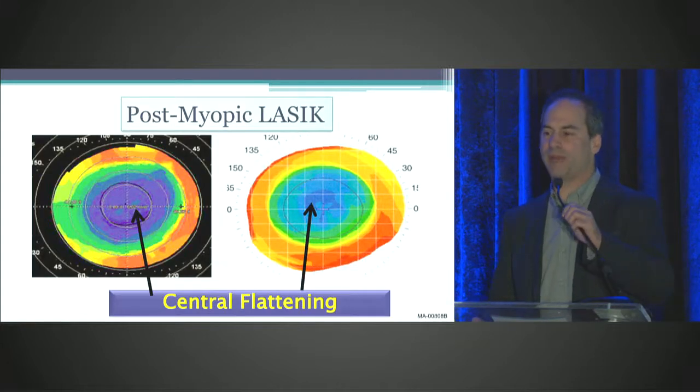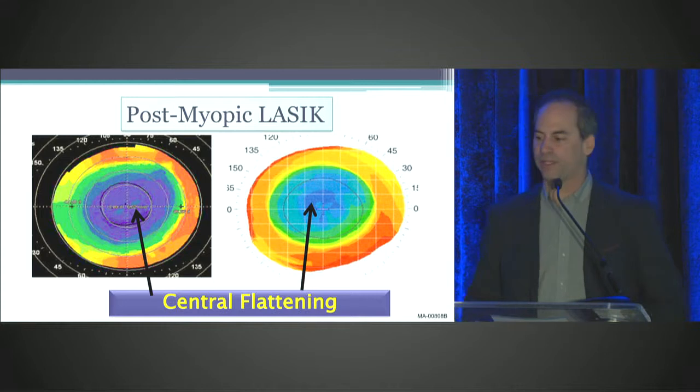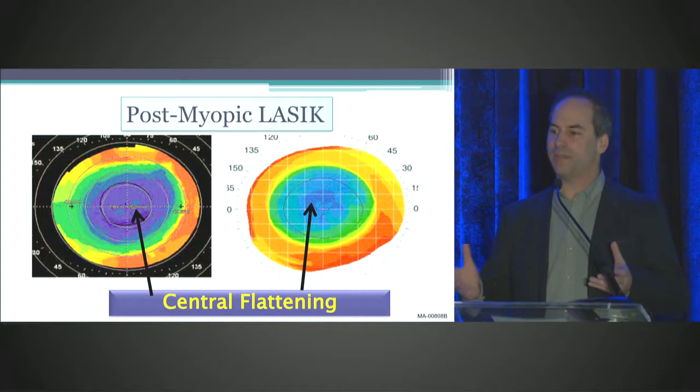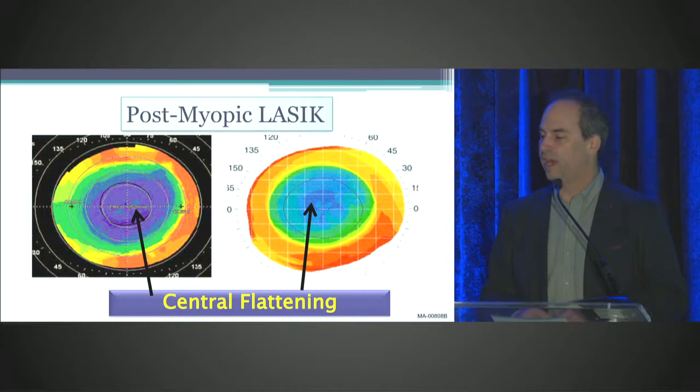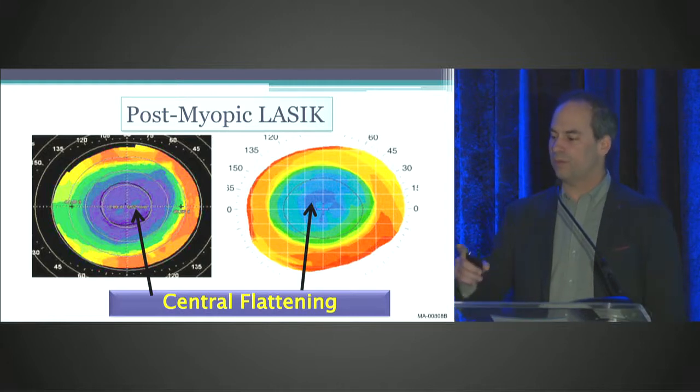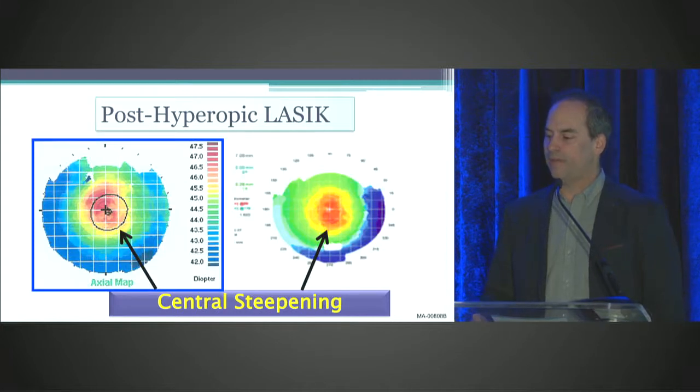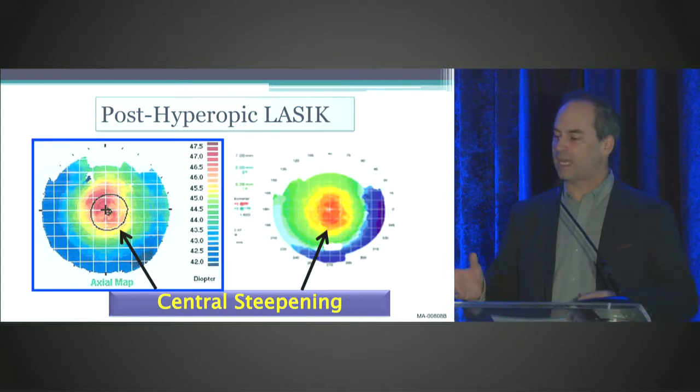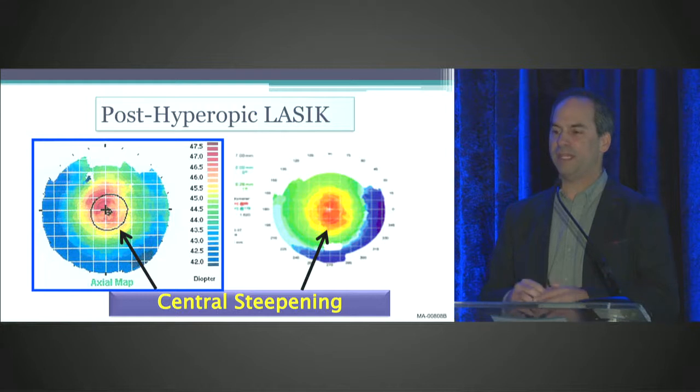Now, obviously, we have to become experts at interpretation of topography and tomography, and there are some patterns that we all learn about. But one thing that is true is that there is some subjectivity to all interpretation. After LASIK or even PRK, you'll see this central zone of flattening, typically represented as blue, and then there's this rim of steeper area of the cornea. So this is typical for post-myopic LASIK. For hyperopic LASIK, you see the exact opposite: you'll see steepening in the very center.